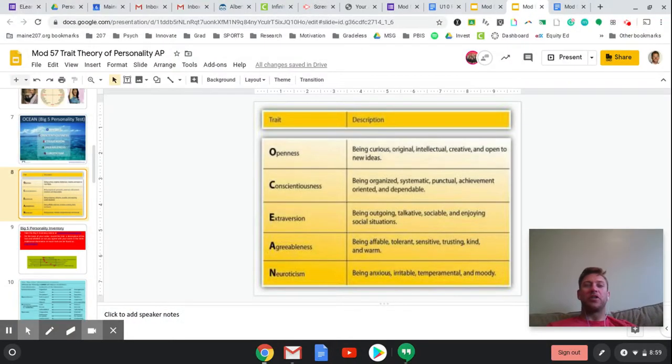Agreeableness is essentially like, are you sensitive to others? Are you tolerant to other people? Do you trust people? Are you kind to them? And then neuroticism is essentially like being irritable or being very easily annoyed and moody and anxious. And so that's neuroticism. So you should write those definitions again on your handout right here.